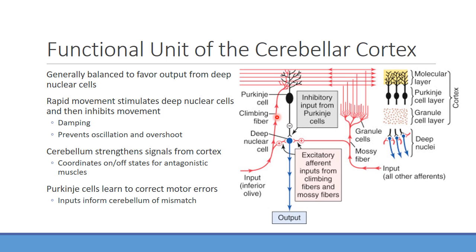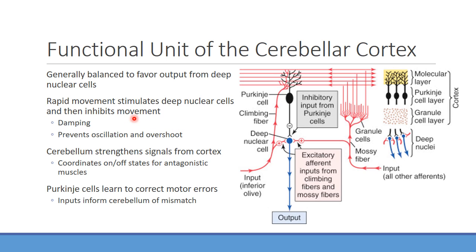So why do we want to have that? Basically, in general, we're favoring output from the deep nuclear cells rather than trying to inhibit. So typically, if you're focusing on the balance between Purkinje cells and the deep nuclei, you're focused a little bit more heavily on the deep nuclei at a resting state. Okay, and so if you were to have rapid movement of a particular muscle, you're going to find this actually stimulates the deep nuclear cells initially, right? Because that's just the first place the signal is going to be hitting, and then it's eventually going to lead to inhibiting movement.